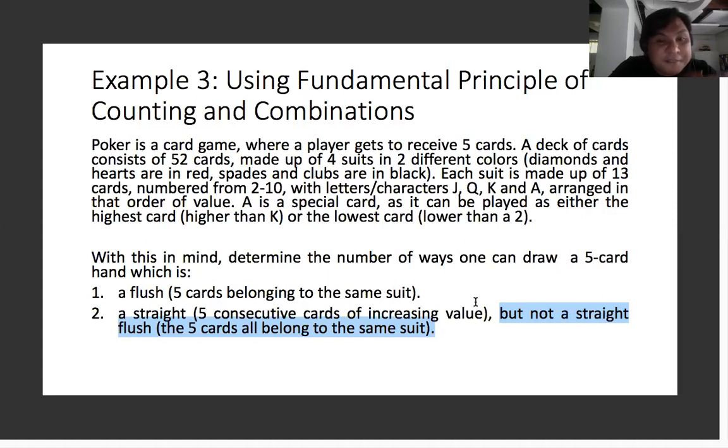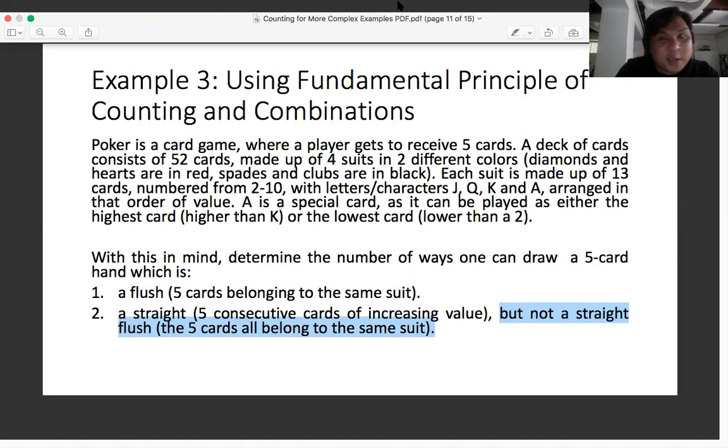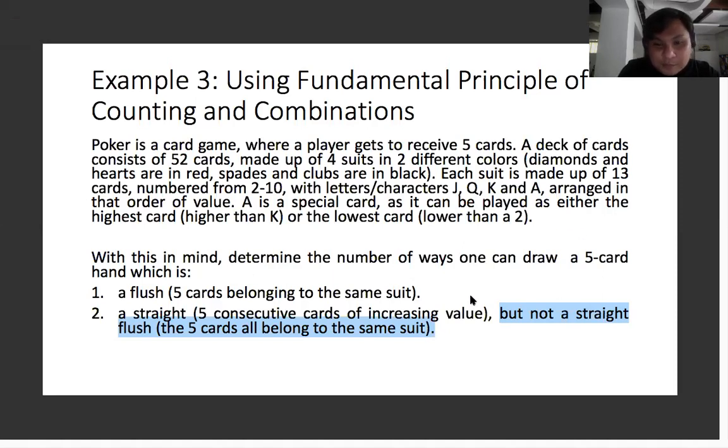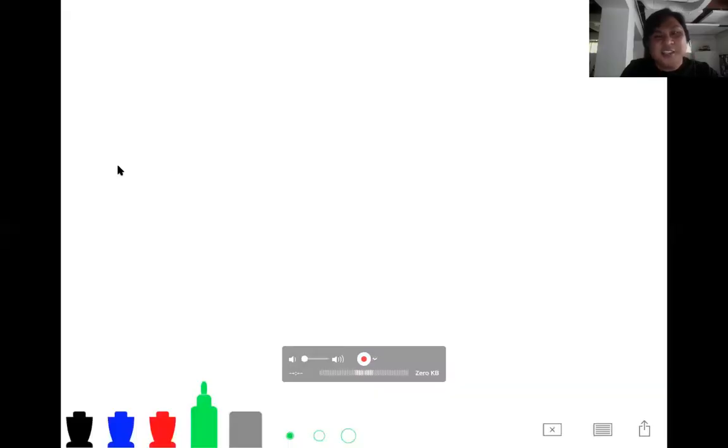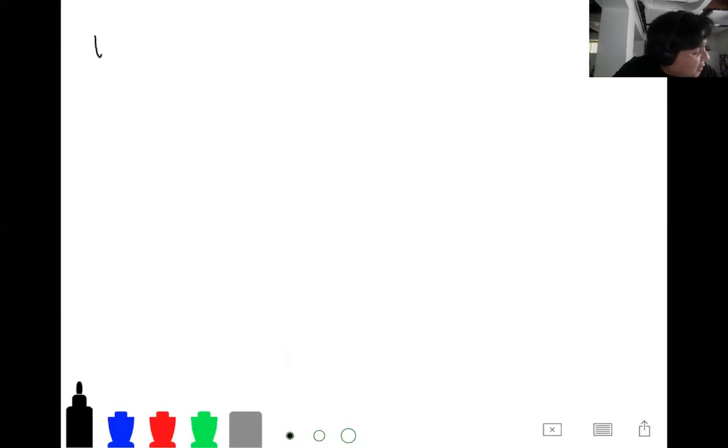Definitely the slides that come after this one discuss how to determine a flush, but I think it's much easier if I go over with you in real time how to compute the number of ways a flush is obtained. So let's go to my whiteboard. Here we go. So we're looking for a flush, which means 5 cards belonging to the same suit.